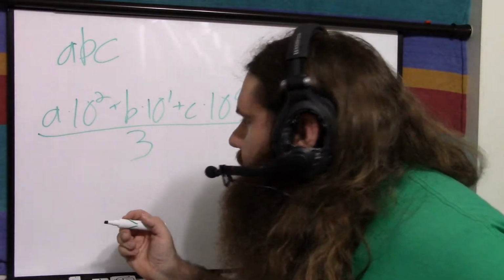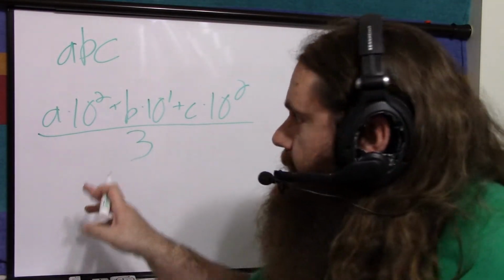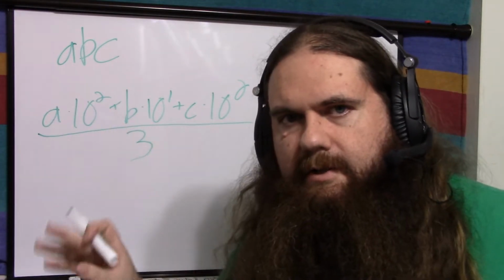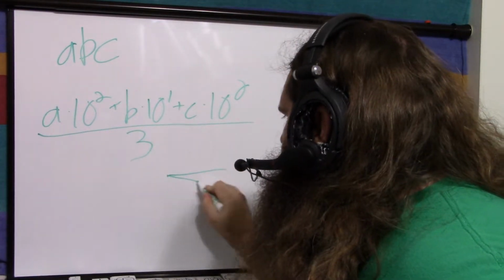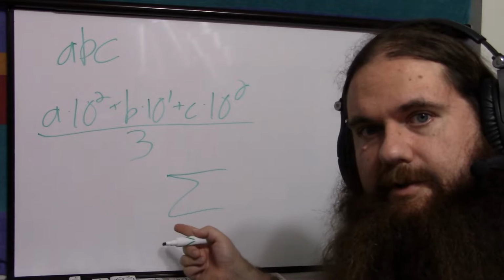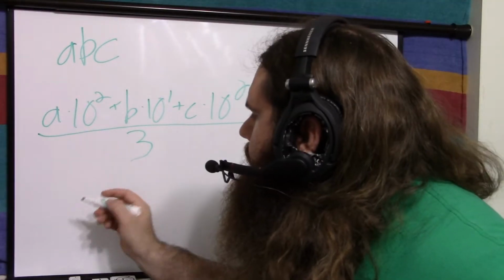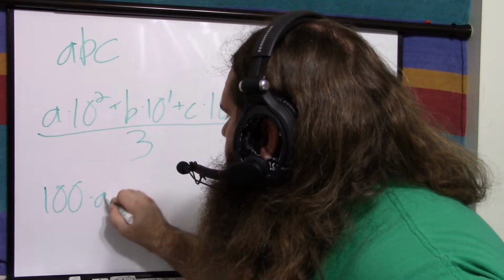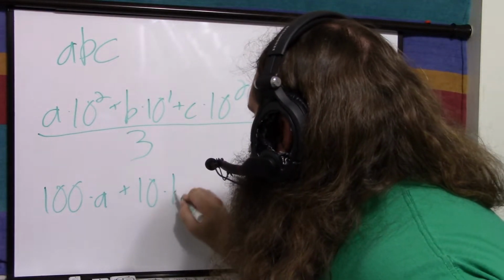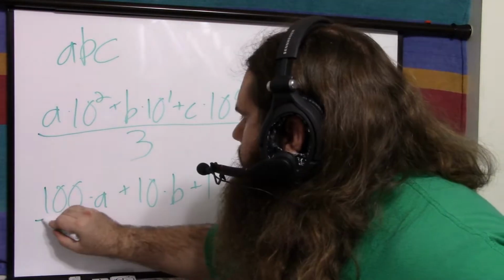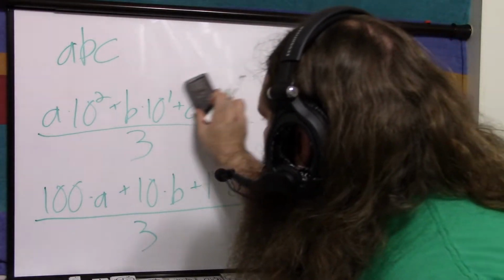Let's write this out just so I can illustrate it. You can do it with powers and sums and whatever, with the sigma notation, if you want to be completely abstract, but let me just demonstrate. So what do we have? We have 100 times A plus 10 times B plus 1 times C, divided by 3. But what do we also have?